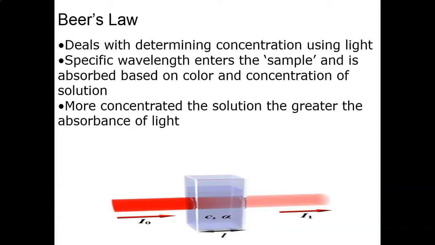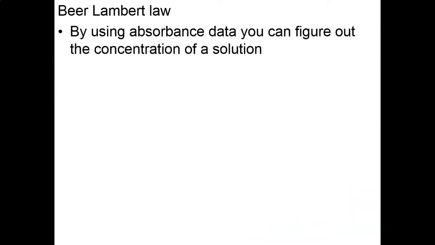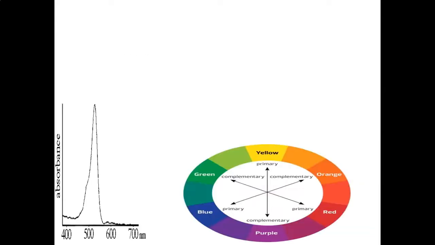The more concentrated the solution, the greater the absorbance of light. So the higher the concentration of the solution, the more it's going to absorb, because there's more particles inside that sample that are going to absorb the light and prevent it from going through. So it's going to allow less to get transmitted through. So what Beer-Lambert does, it allows you to do this concept. By using absorbance data, you can figure out the concentration of a solution.